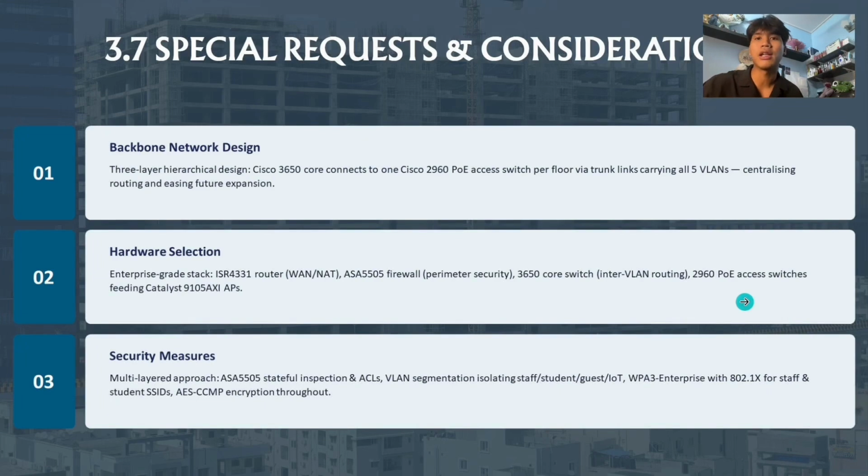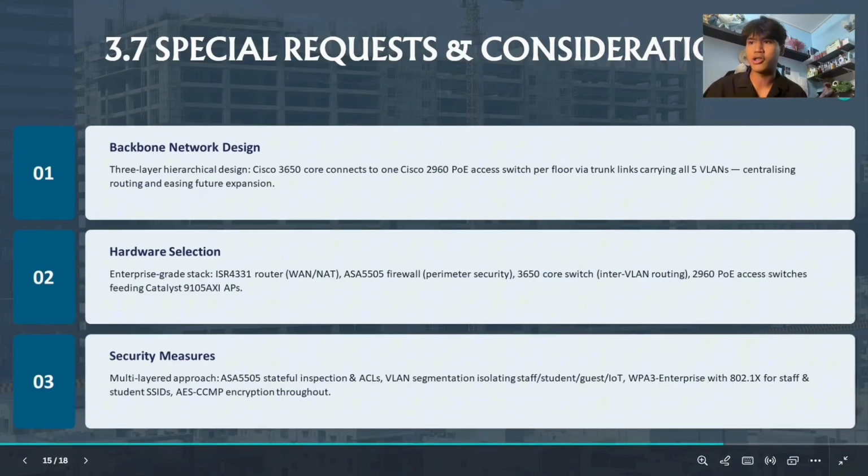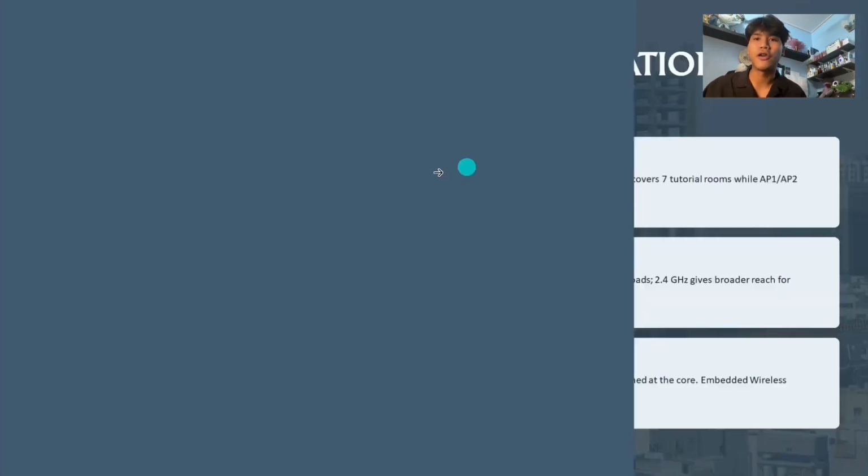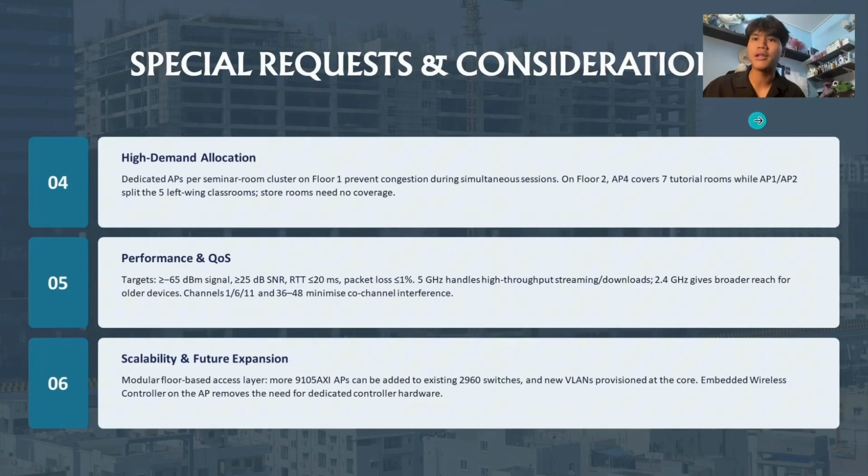And the third one is security. Security is handled through multiple layers: firewall, access control list, VLAN isolation, WPA3 enterprise authentication for staff and student SSID, and AES-CCMP encryption across all wireless traffic. Now, fourth, we give priority in access point placement to high demand areas, like a dedicated 1 AP per seminar room cluster on floor 1, so the seminar sections don't compete for bandwidth.